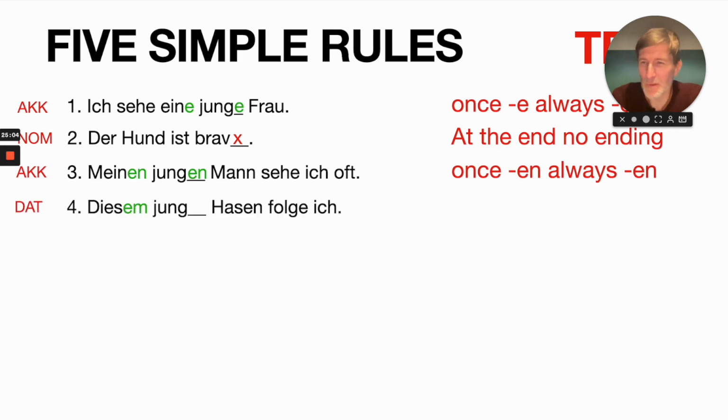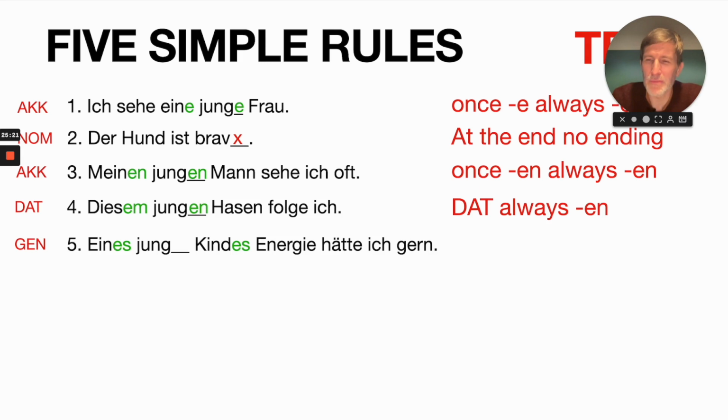Check this one. I give you the case always on the left. It might help. Now, what's the rule you apply and what's the ending? Dative, always en was rule number 3. And that means diesem Jungen.